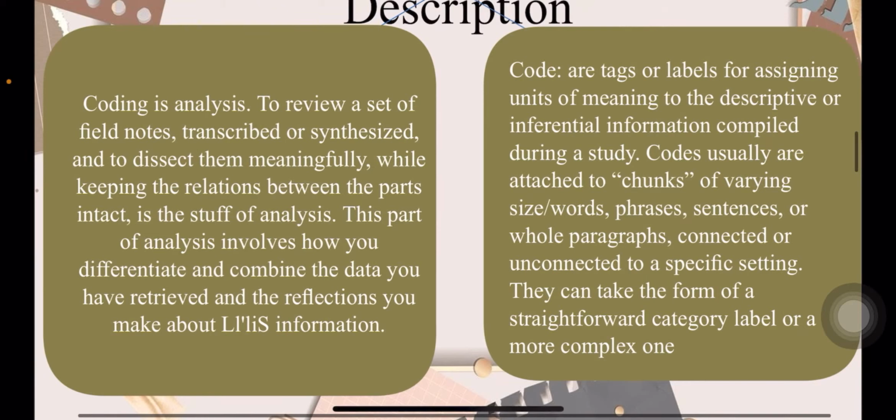Next, codes are tags or labels for assigning units of meaning to the descriptive or inferential information compiled during a study. Codes usually are attached to chunks of varying size: words, phrases, sentences, or whole paragraphs, connected or unconnected to a specific setting. They can take the form of a straightforward category label or a more complex one.